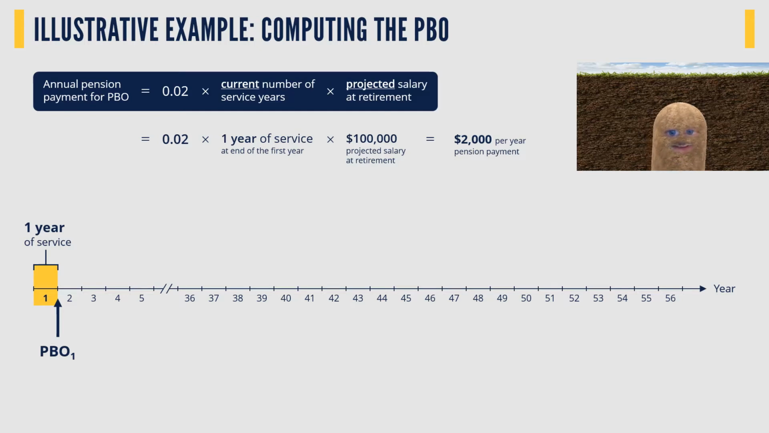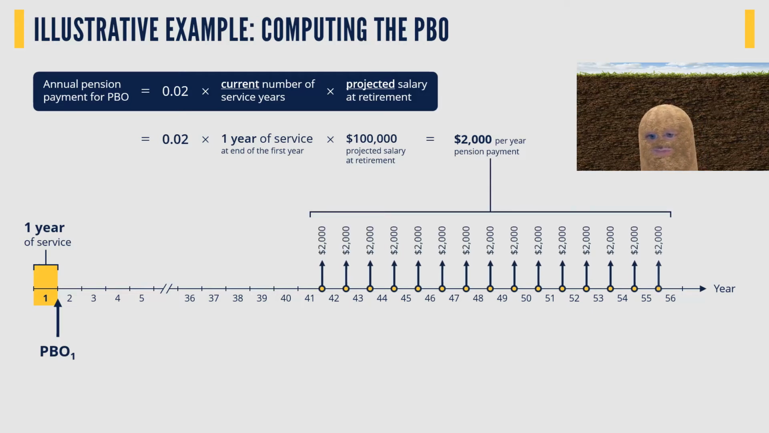Okay, so that means because the employee is going to live for 15 years after they retire in year 40, they're going to receive $2,000 15 times until year 55, where expiration.